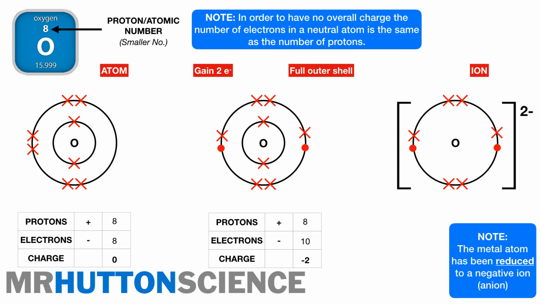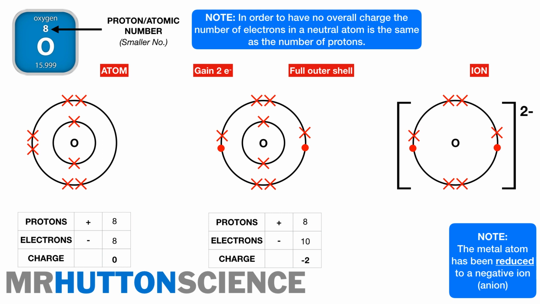Yep, you've got it now. Okay, this has been reduced to a negative anion. Okay, excellent. So that's how we draw our ions, and hopefully that's taking you through the process of knowing how we get from the atom to the ion and why it actually has a negative or a positive charge.